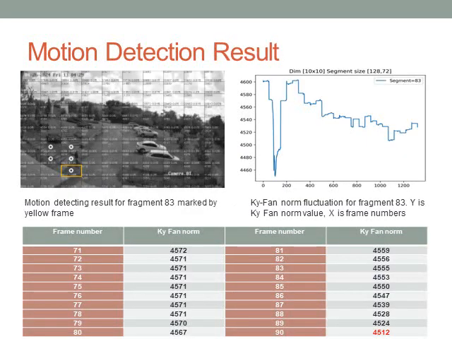We selected fragment number 83 for the result demonstration in detail. Fragment order is from left to right and from top to bottom. Fragment number 83 is marked by a yellow frame. You can see it on the left side. Fluctuation of the Kifan norm and the motion detection result is shown in a figure on the right side.